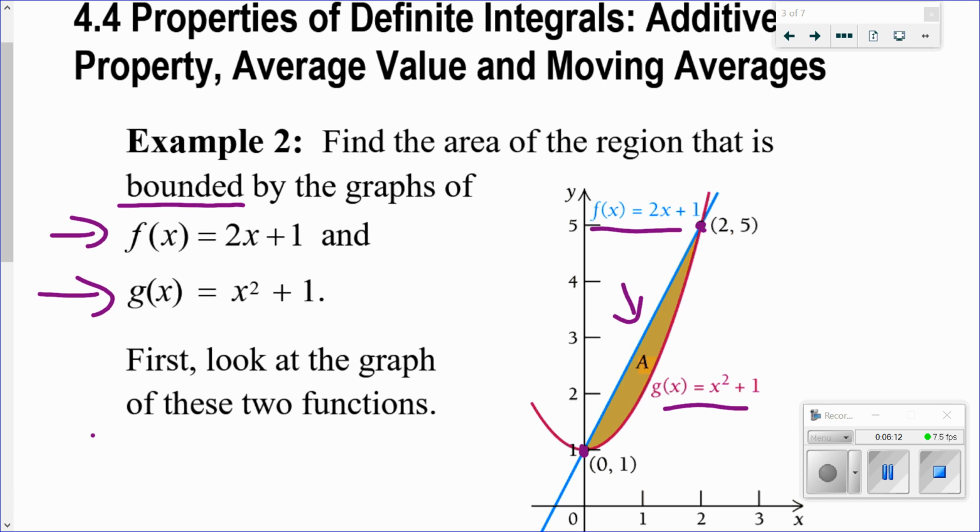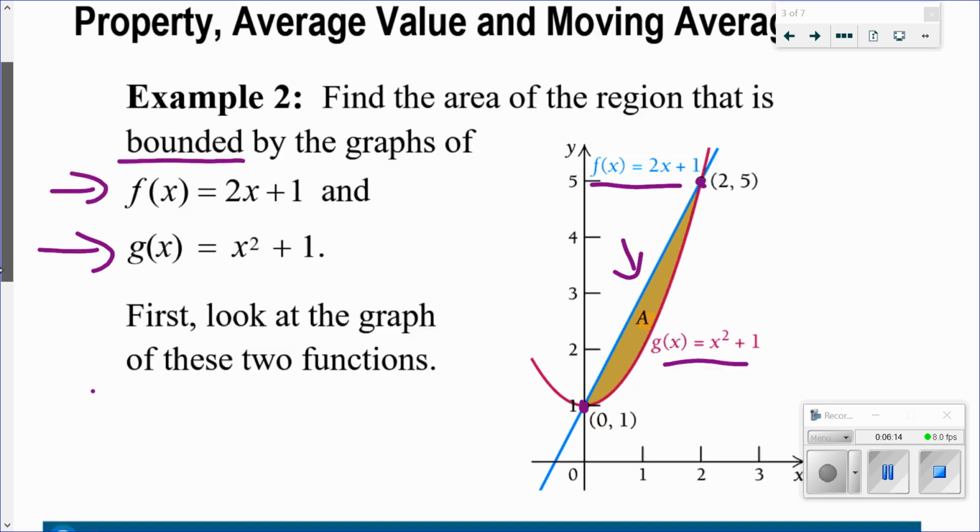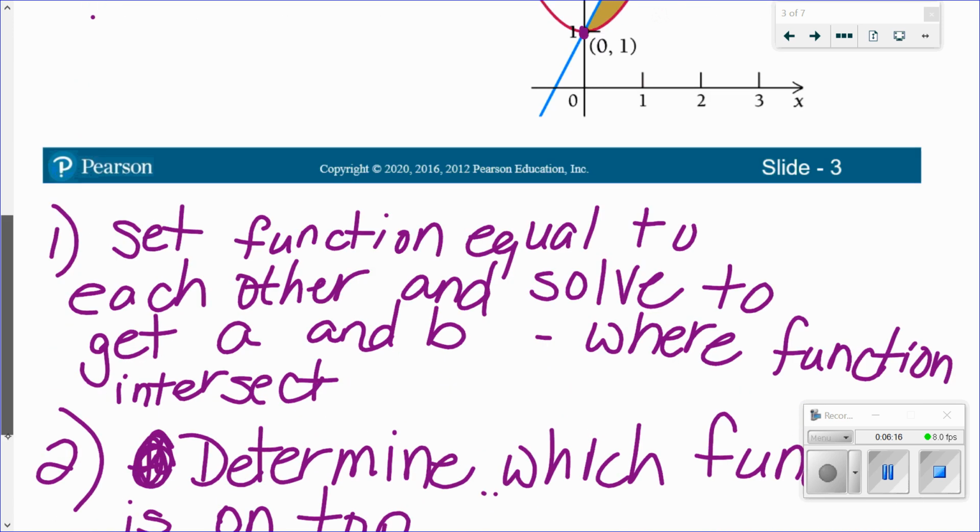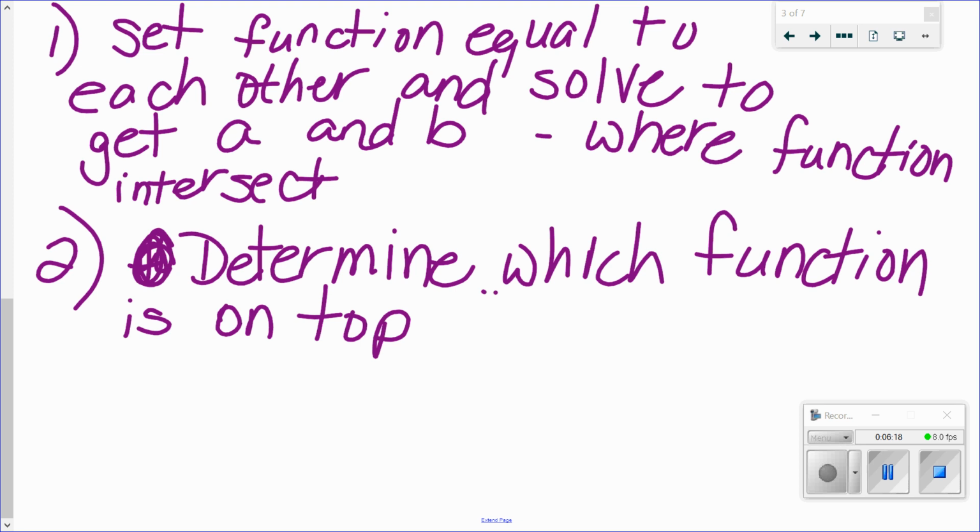Okay, so if you can't just look at the graph and see which function is on top, then you're going to use a number in the interval. Remember, the interval is a and b. It's that area. We're going to plug in a number in the interval to determine that. And you'll see that when we do the example in just 1 minute.